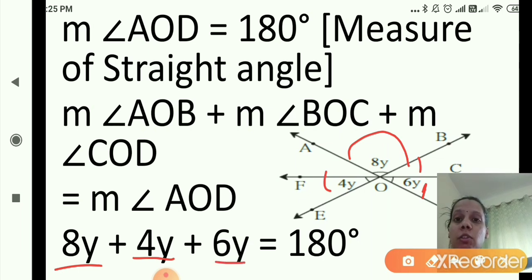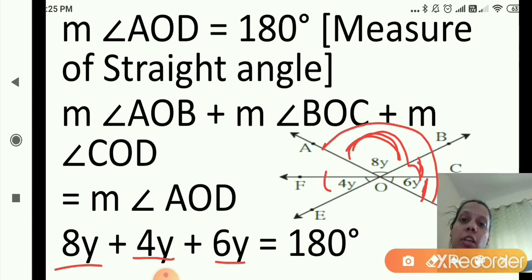Now we will put the values. Understood till here? This 8y plus 4y plus 6y is equal to 180 degree, because the measure of this angle plus this angle plus this angle is equal to the measure of this full angle, that is measure of angle AOD, which is equal to 180 degree, as measure of angle AOD is a straight angle, so its measure is 180 degree. So we will put the values. 8y plus 4y plus 6y is equal to 180 degree, right?